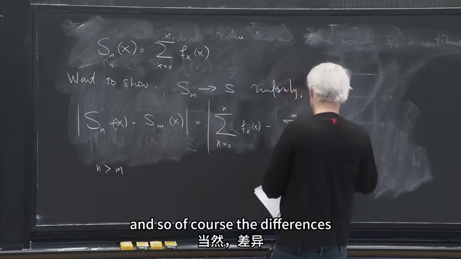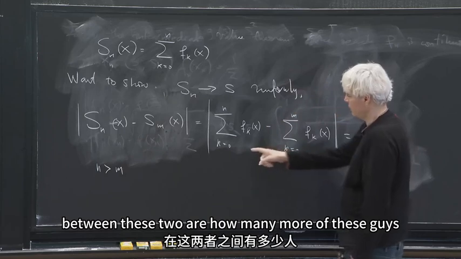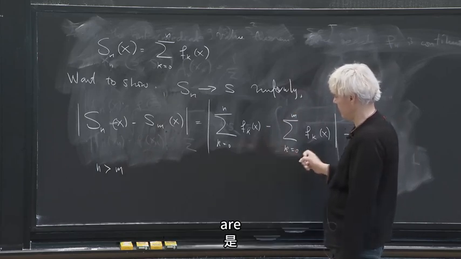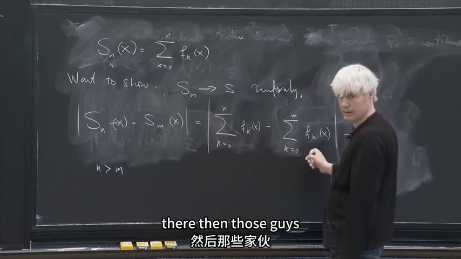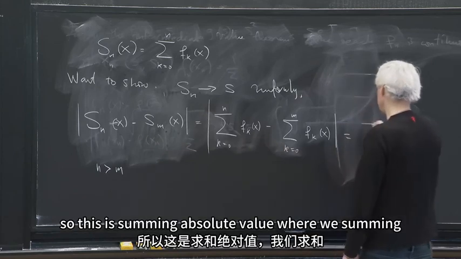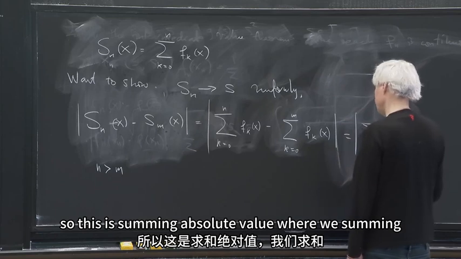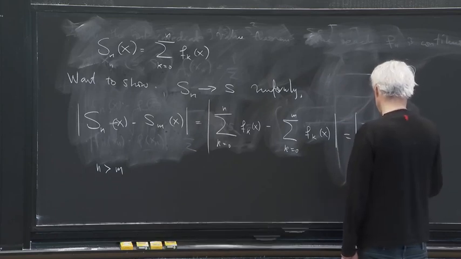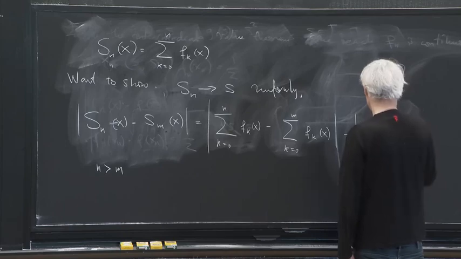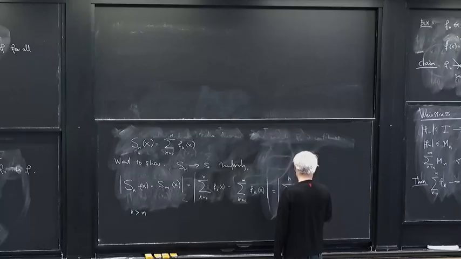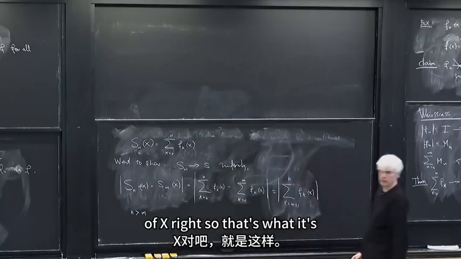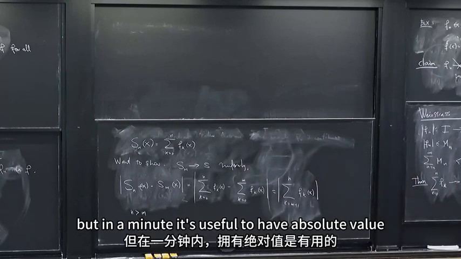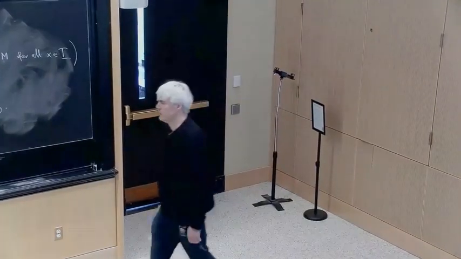And so, of course, the differences between these two are how many more of these guys are there than those guys. So this is summing absolute value, where we're summing from k equal to m plus 1 up to n of fk of x. So that's what it's equal to. And we didn't even have to have absolute value, but in a minute it's useful to have absolute value.